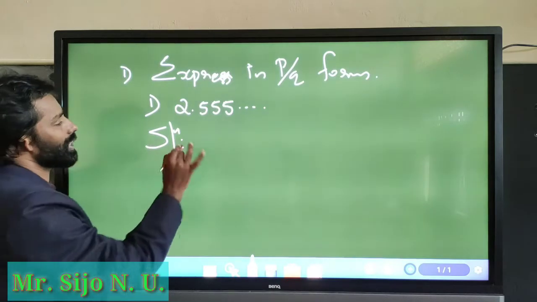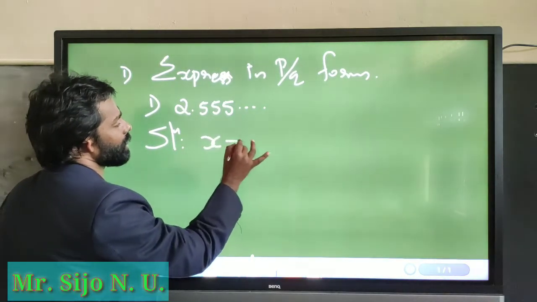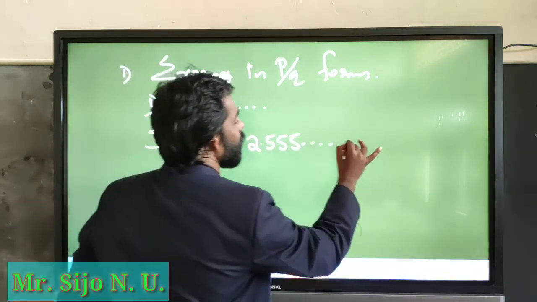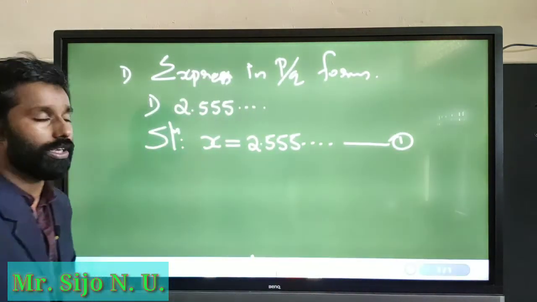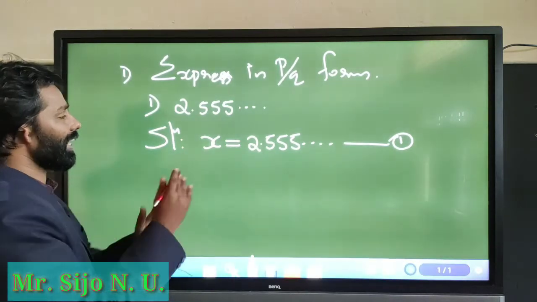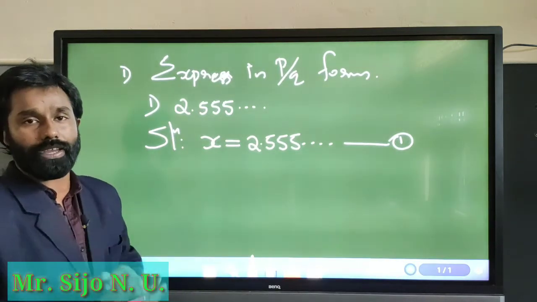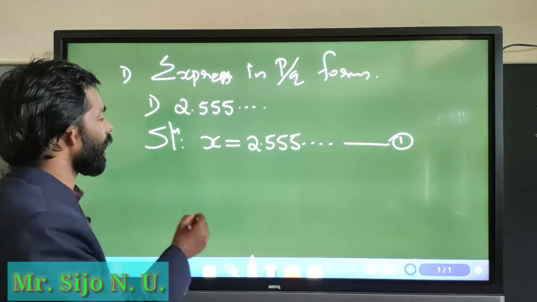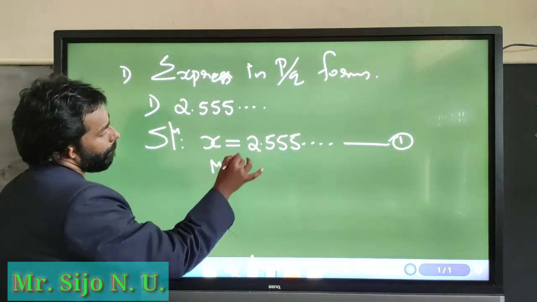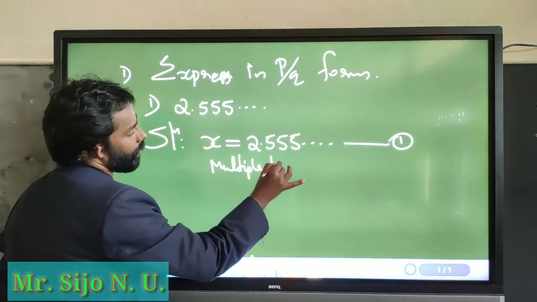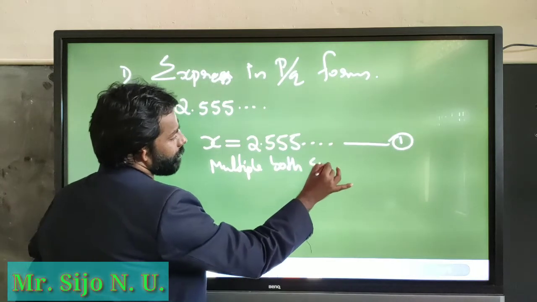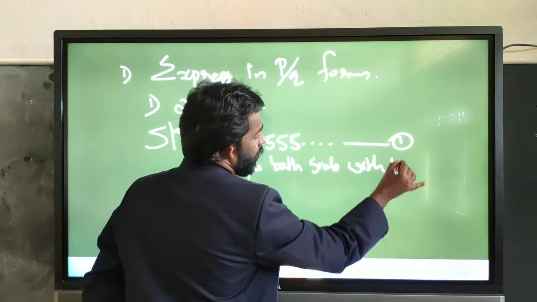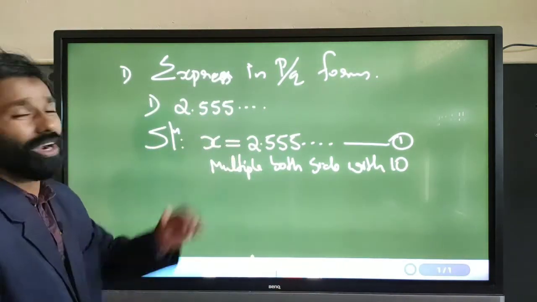So first we have to consider this number as x. Let x equal to 2.555 etc. Give this as equation number 1. Then what we have to do next? Next check how many digits are repeating here. Only one digit is repeating here. So we have to multiply both sides with 10. Why? Because only one digit is repeating.